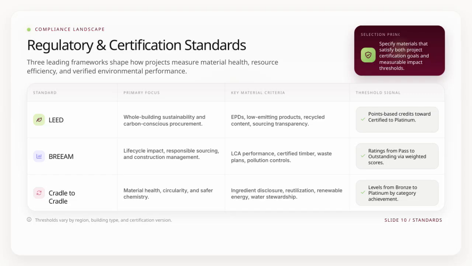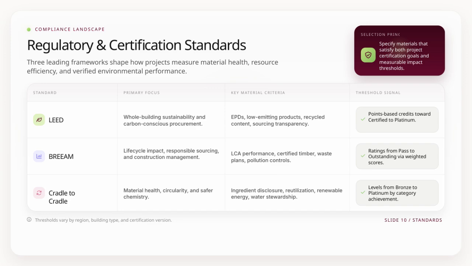Here we explore the compliance landscape defining how projects measure material health, resource efficiency, and environmental performance. Three leading frameworks guide these standards: LEED, BREEAM, and Cradle to Cradle. It's important to understand that thresholds for these certifications vary depending on region, building type, and the version of certification you're pursuing. The key principle here is to specify materials that not only meet your project certification goals, but also align with measurable impact thresholds, ensuring both compliance and meaningful environmental benefits.